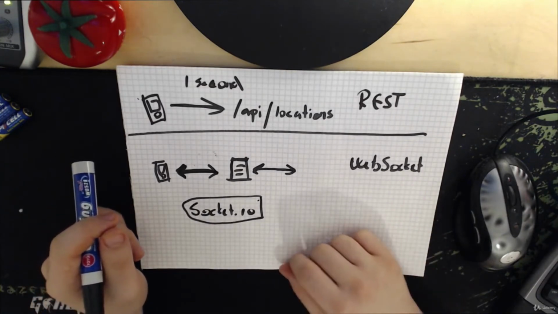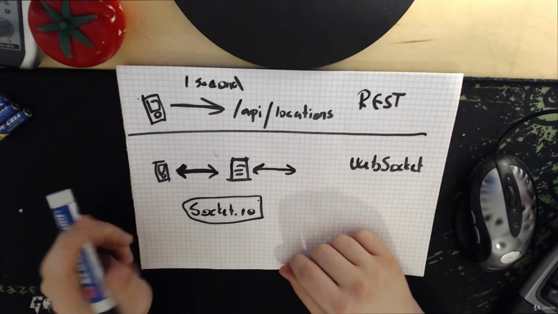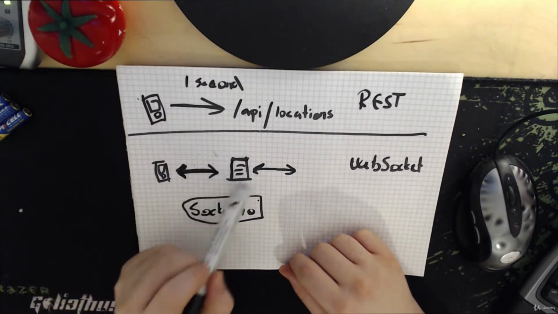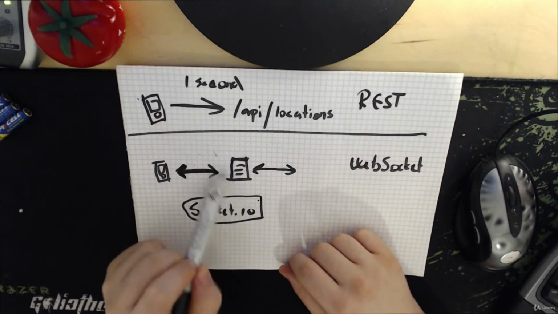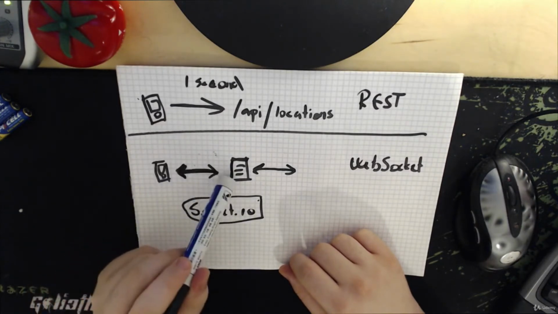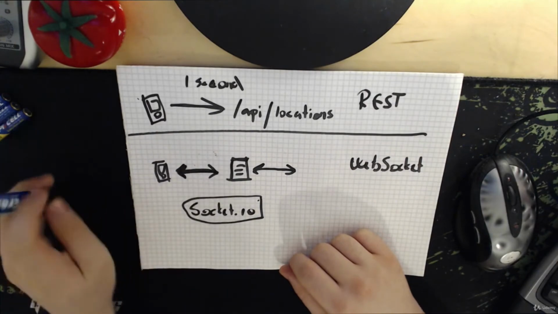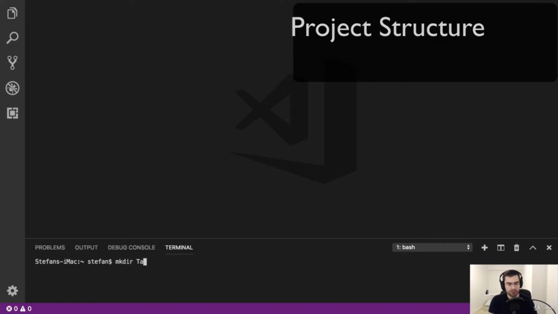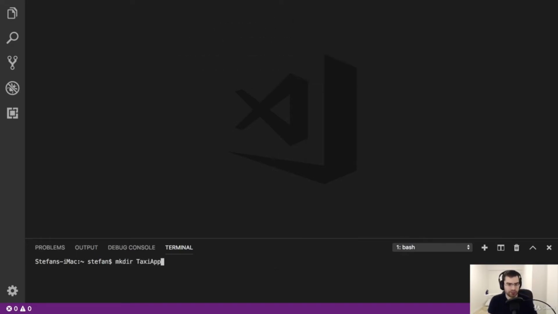Now on to the next section, we're going to start with our project, and then we're going to start implementing both our backend server with the Socket.io and the client which is connecting to our backend in Node.js. Okay, so first thing we're going to do is I'm going to make a folder. I'm going to call it taxi app for now because we're going to in the end make a taxi app.